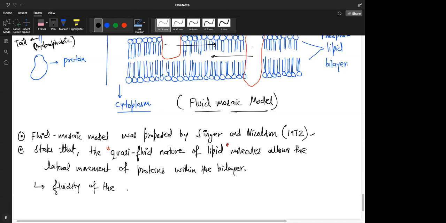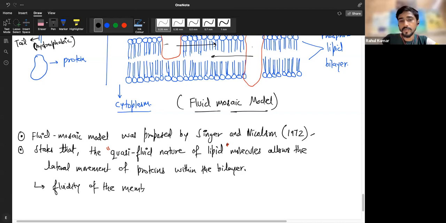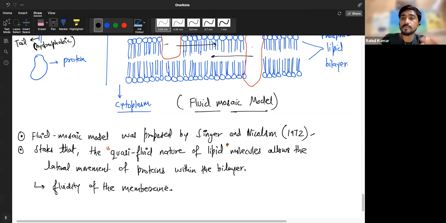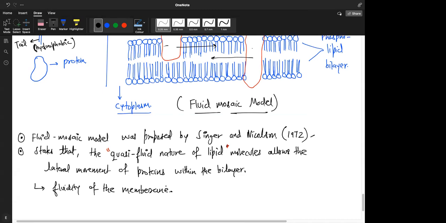So if you have to measure the fluidity of a membrane, you will measure how easily any protein present in that membrane, or embedded in that membrane, can change its position and move from one place to another. Make sense? Very good.